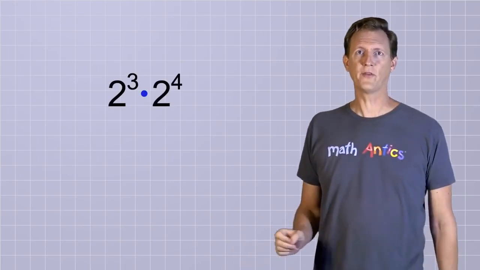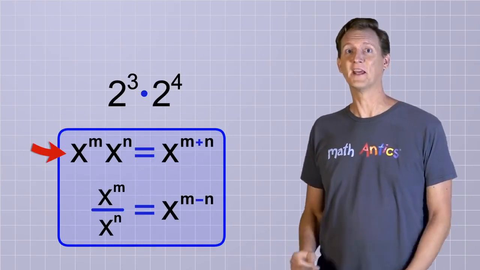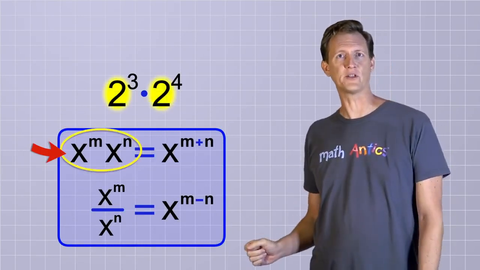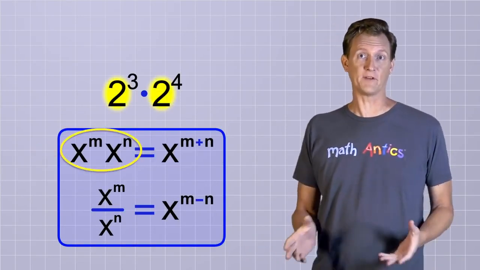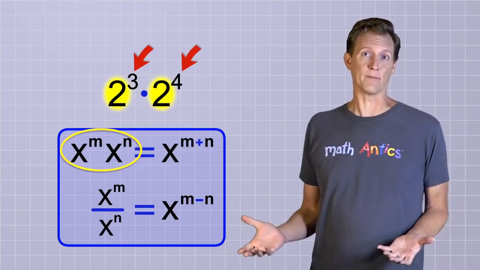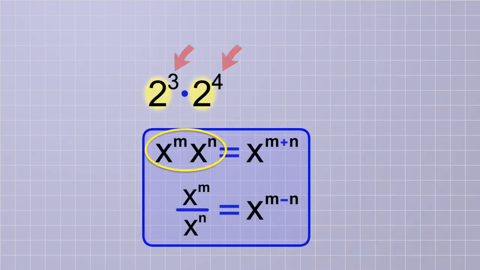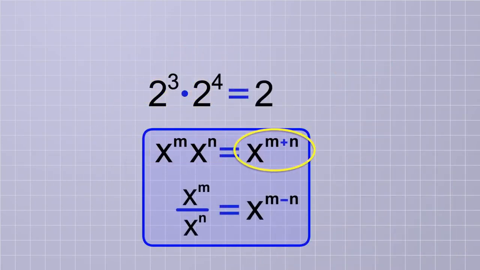Let's see some examples of each, like this one, 2 to the 3rd times 2 to the 4th. Does that fit the pattern of our first law? Yep, the base of both expressions is the same, but they happen to have different exponents. The law would still work if the exponents were the same, but they don't have to be. Just the bases have to be the same. Our law tells us that this would equal 2 to the power of 3 plus 4, or 2 to the 7th power. But does it?